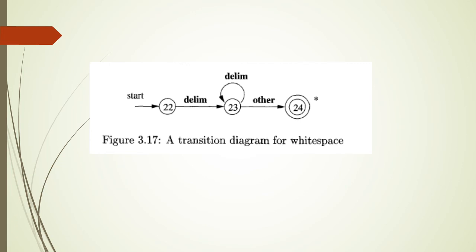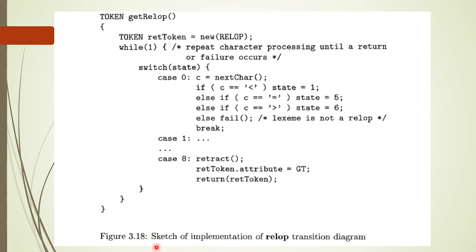So this is the implementation of the relational operator transition diagram. The return type of this function is token. It has to return a token. Get relational operator: token return token is equal to new relational operator. Then an infinite loop with a switch on state. Case 0 means state 0: from state 0, you read the next character.